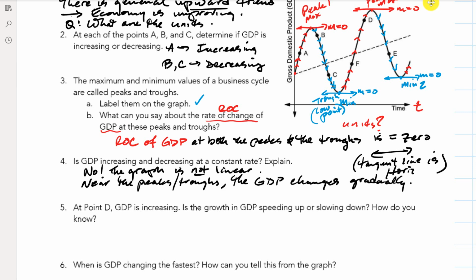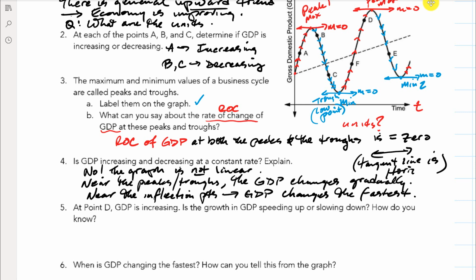Okay, but near the inflection points, remember that's the fastest rate of change, and it changes the fastest. So near the inflection points, GDP changes the fastest, or very quickly, however you want to say it. So the question is, where are these inflection points on the graph?